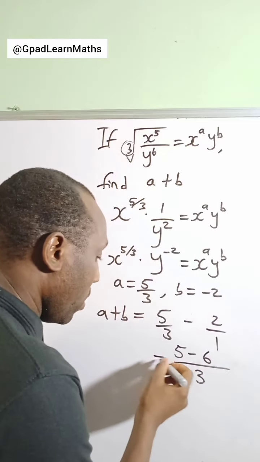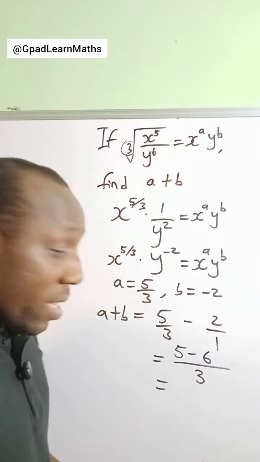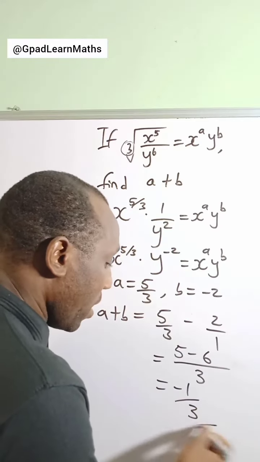So when you finalize this whole thing, you are going to have what? 5 minus 6 is -1, then over 3. This right here is your final answer.